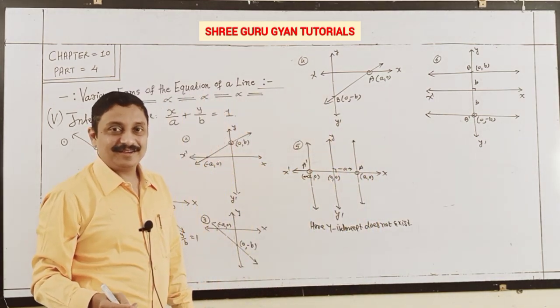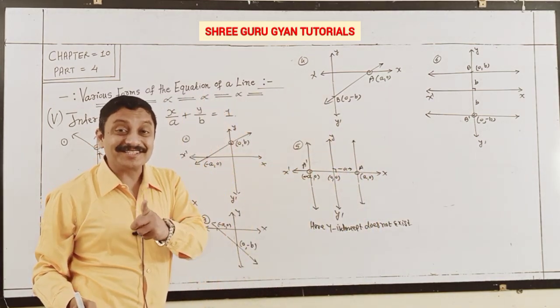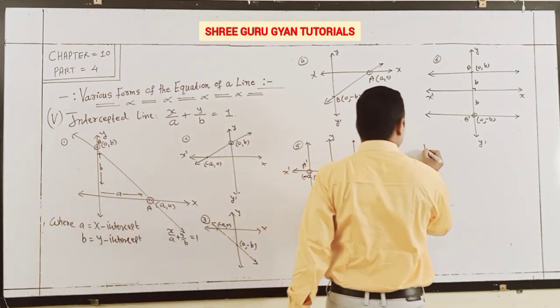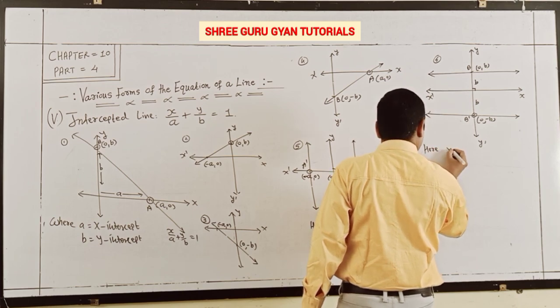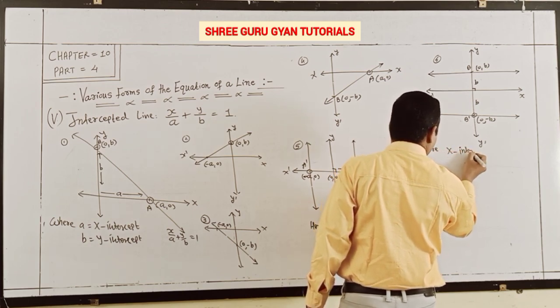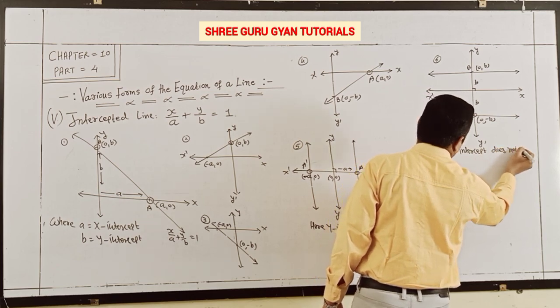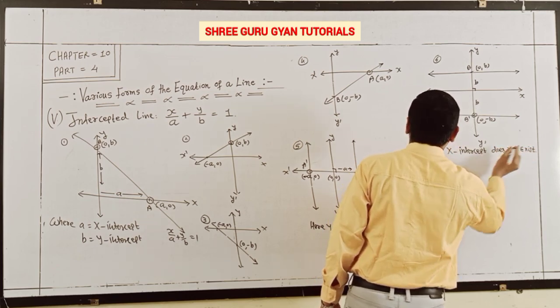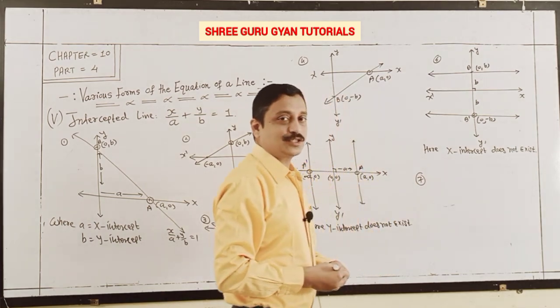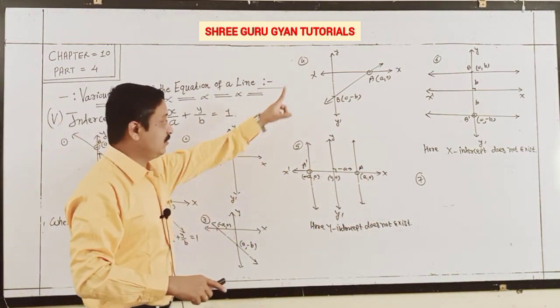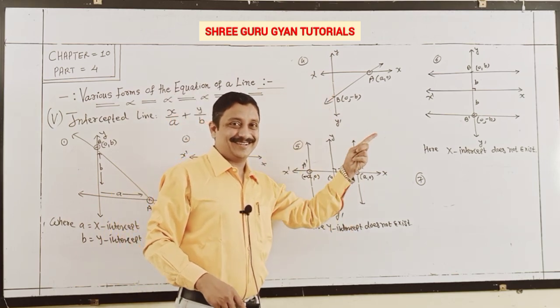Check here: the x-intercept does not exist for a line that is horizontal. So here also you noted that the x-intercept does not exist. And in the last case, in total I told you 7 cases: quadrant 1, 2, 3, 4, vertical and horizontal.